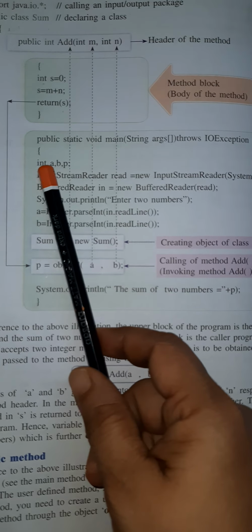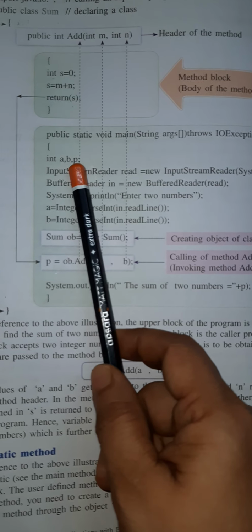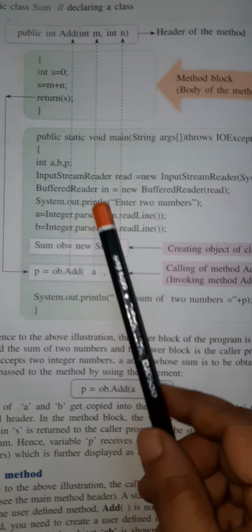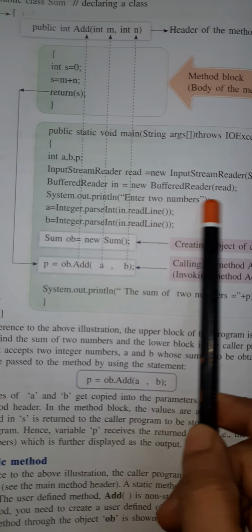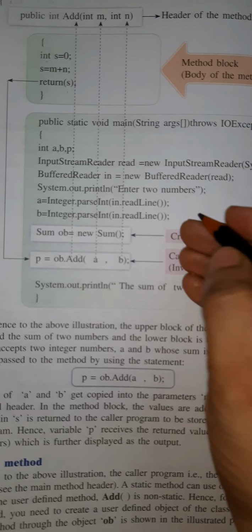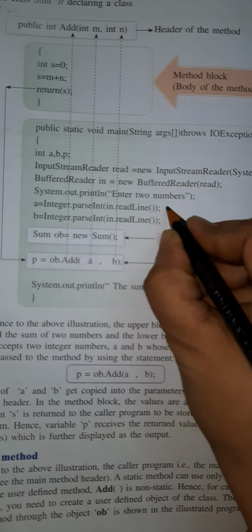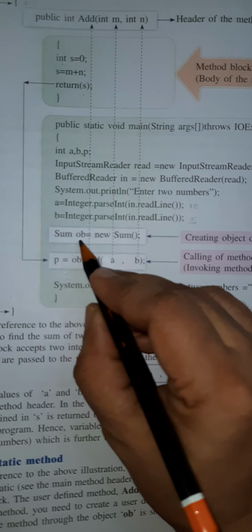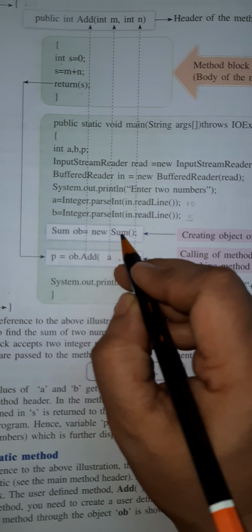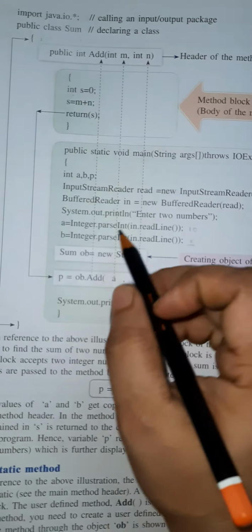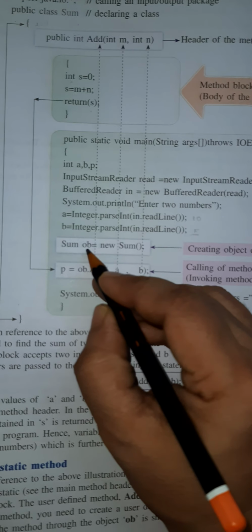And here in the main method we have a, b, p. These three are integers, so we have taken three integer variables. We made the BufferedReader object, and then the entry of the two numbers. On the screen it will display to enter the two numbers a and b. We have given the value of a as 10 and b as 15. Here we have written Sum ob = new Sum(), so we have created the object of the class. My class is Sum, so the object of the class is created.